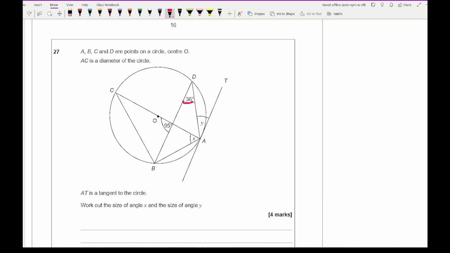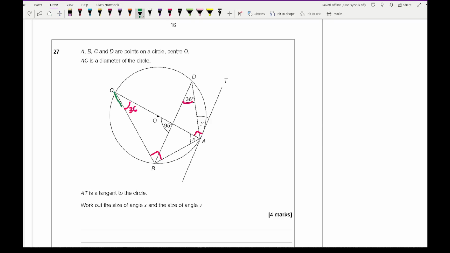So straight off the bat, I can see this angle here is the same as this angle here, so that's going to be 36. If AC is the diameter of the circle, then this angle here is going to be 90 degrees, and if AT is a tangent, then the radius meets the tangent at 90 degrees, so that angle there is going to be 90. So let's first of all start by working out x.